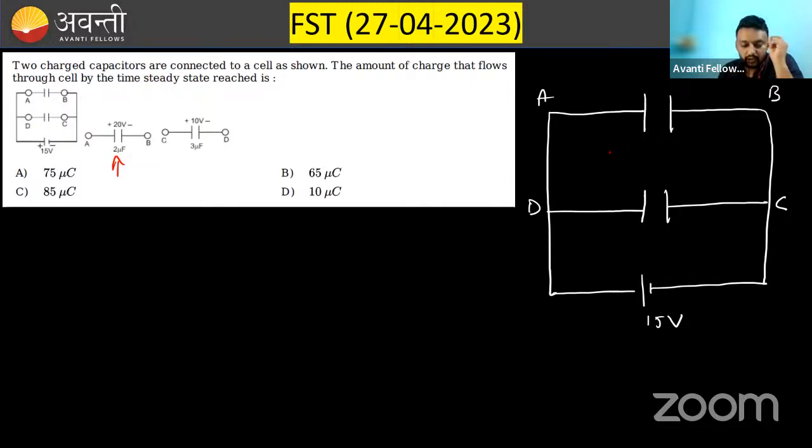If potential is 20 volt, capacitance is 2 microfarad, how much charge will be stored on this capacitor? How much charge will be stored in this capacitor? Can anyone say?